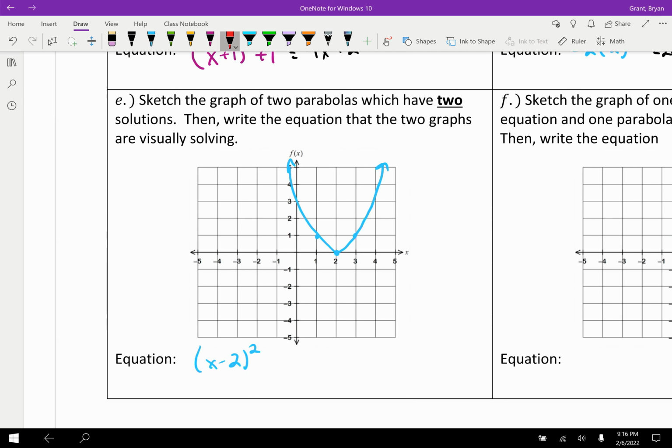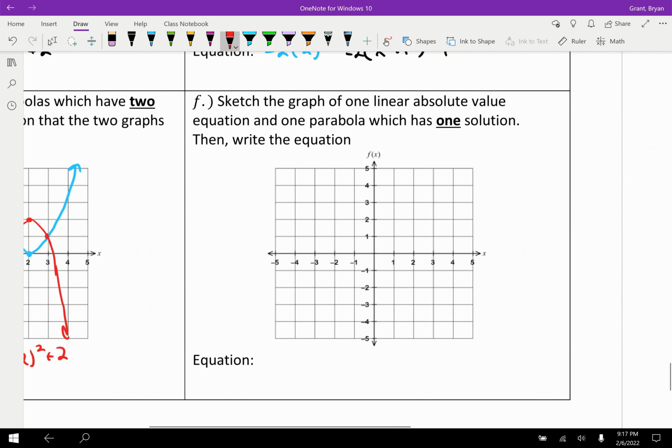Then I'm going to go ahead and do a downward facing parabola whose vertex is at 2, 2. So x minus 2 squared plus 2, and I'm going to make it downward facing with a slope of negative 1, or just a negative. Down 1 over 1, down 1 over 1. And this gives me a very nice parabola with, of course, two solutions.